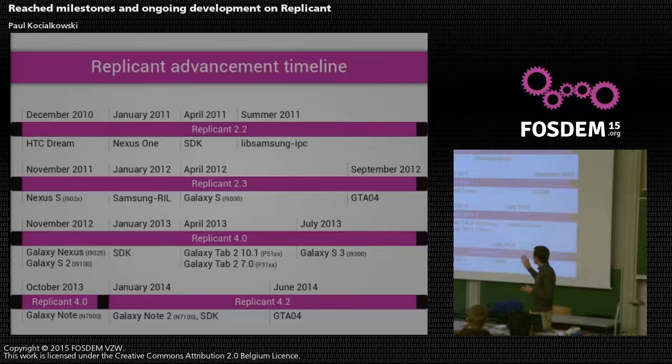Then we went on to work on Libsamsung-IPC, so that's basically the library that talks to the modem on, it was the Nexus S at the time, but it's the same protocol on most Samsung devices. So it started with the Nexus S, but then we extended it for other devices. So then we worked on Samsung-RIL, added support for the Galaxy S, then the GTA04, which I will mention a bit further. It's a very interesting device for many reasons.